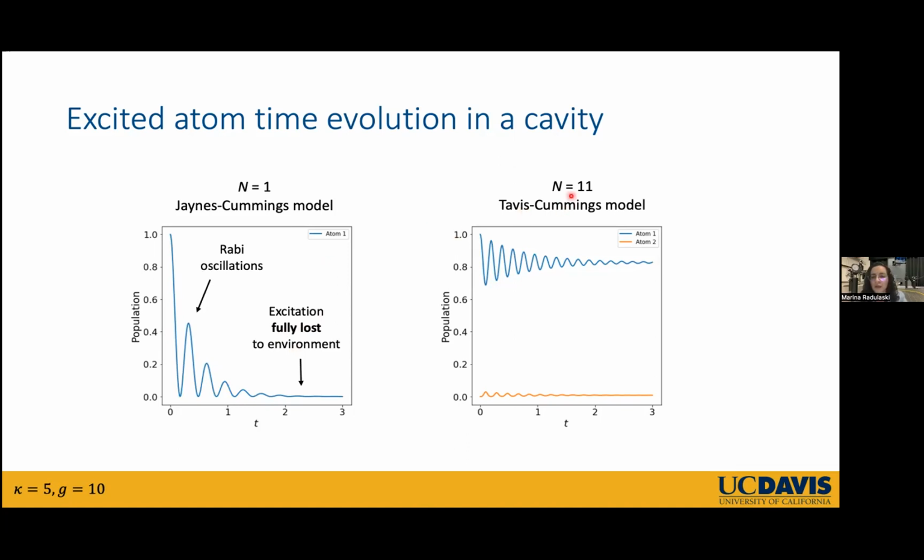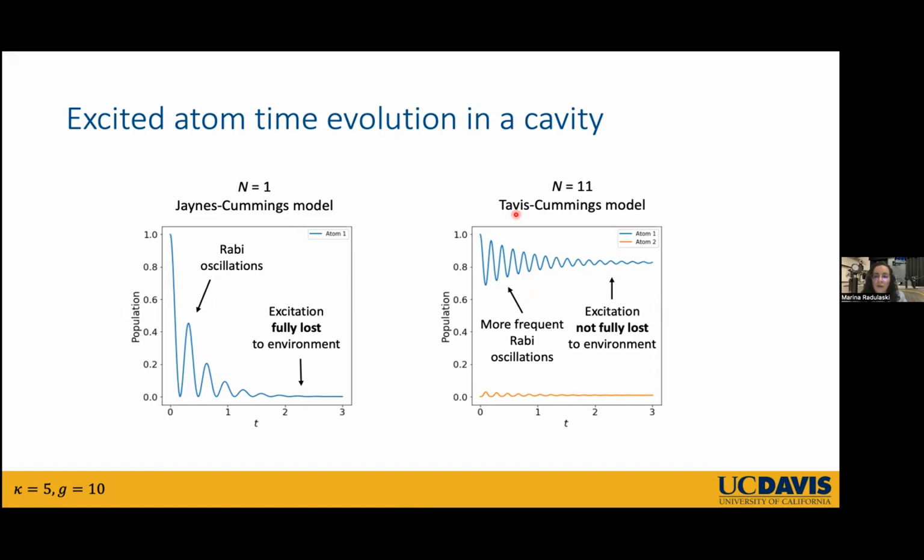In contrast, if we have, in this case, 11 atoms in a cavity, and I'm looking into the Tavis-Cummings model, what we see first is that the atom has Rabi oscillations, but they are more frequent. And that is because light and matter interaction is higher. The exchange is not only with the cavity, it is also with the other atoms in the system. Because of the role of subradiant states in this process, the excitation is not fully lost to the environment.